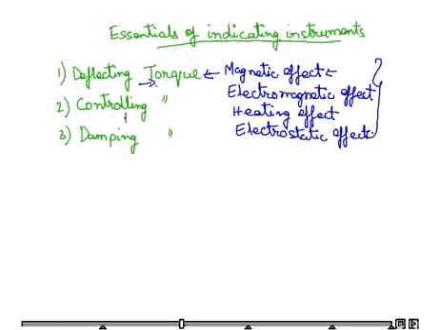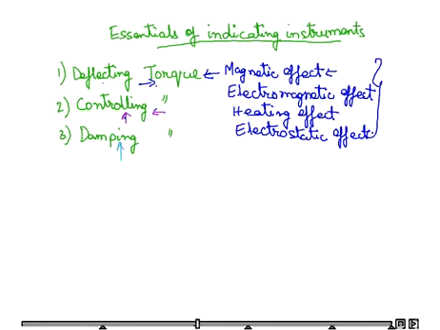Now comes the controlling torque. Controlling torque controls the magnitude of the movement of the moving system. जैसे कि डिफ्लेक्टिंग टॉर्क में जब क्वांटिटी आती है which we want to measure, पॉइंटर स्टार्ट्स डिफ्लेक्टिंग, लेकिन वो कितने हद तक डिफ्लेक्ट हो ये कंट्रोलिंग टॉर्क डिसाइड करता है. You can say that controlling torque is opposing the deflecting torque. If deflecting torque is more, controlling torque will also be more.